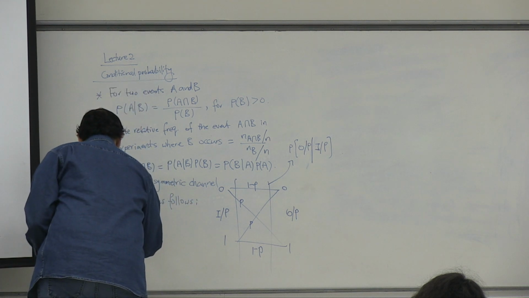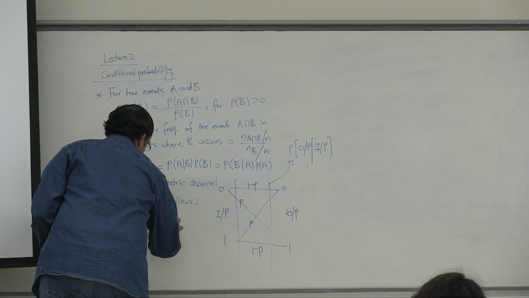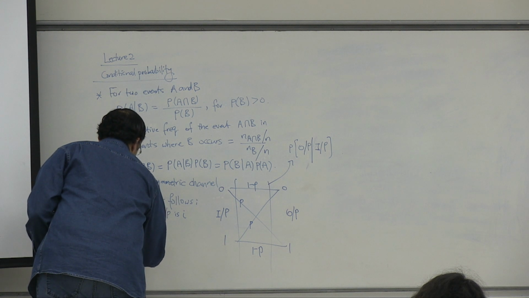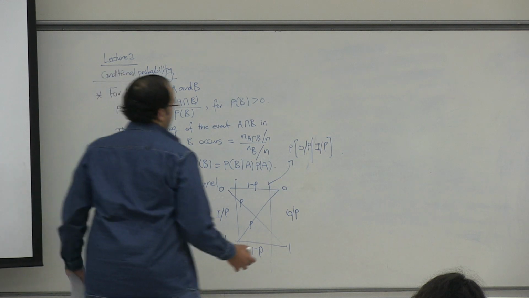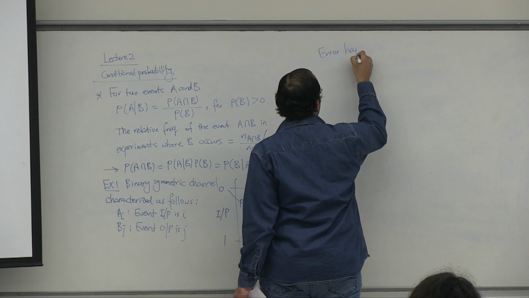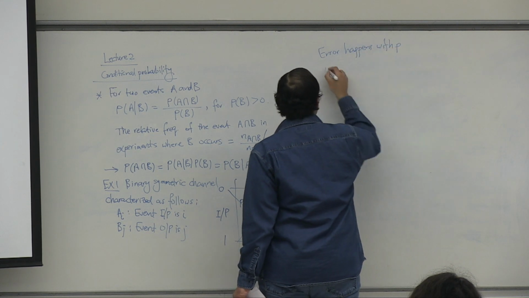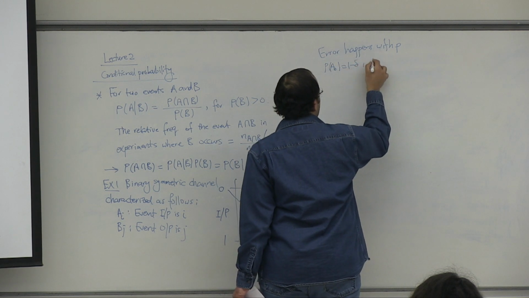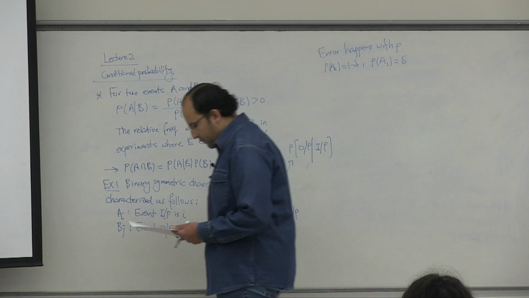A_i, event input is i. B_j, event output is j. Error happens with probability p, and the probability of A_0 is 1 minus delta. The probability of A_1 is delta.